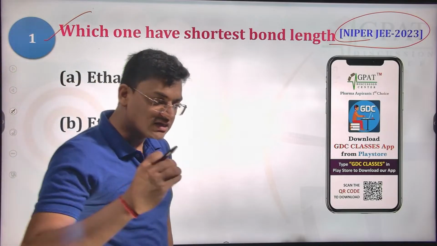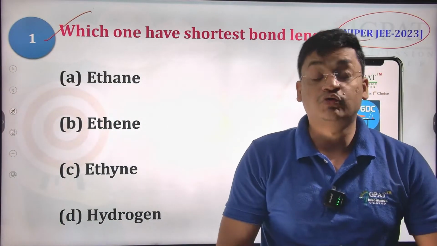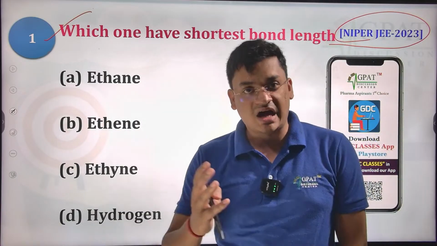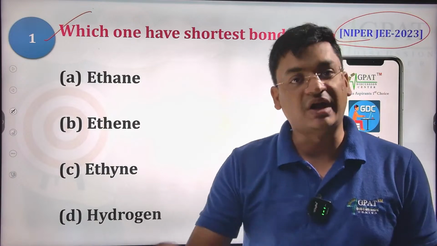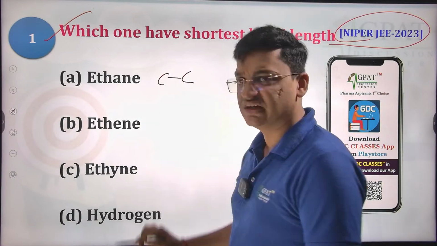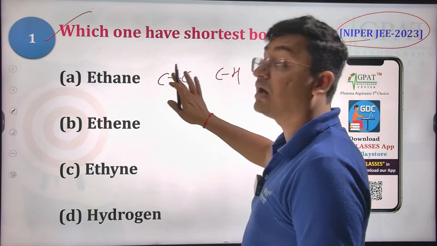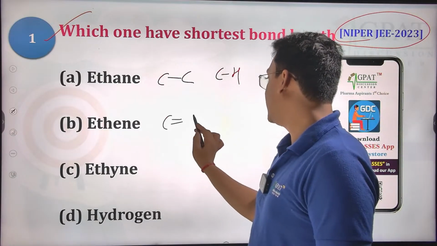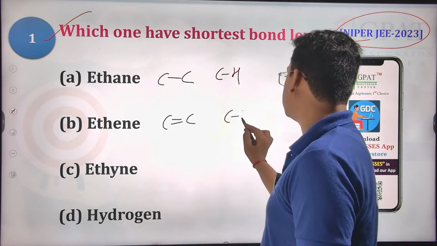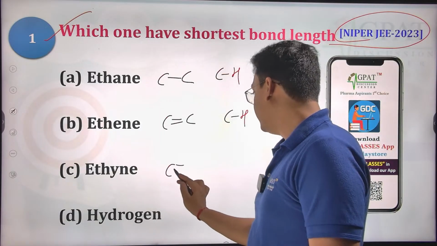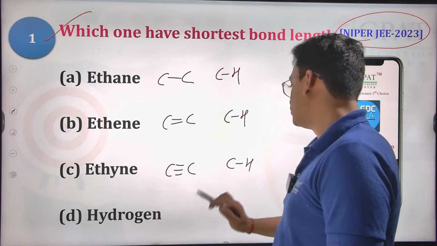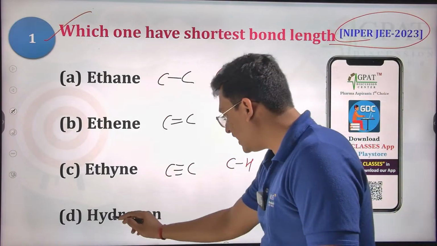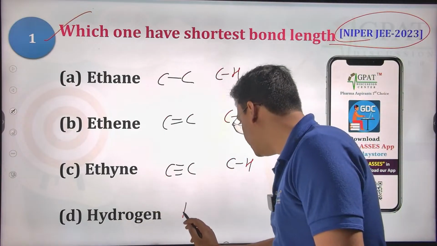There is no specific bond asked about, so we look at the options. In ethane, we have carbon-carbon single bonds and carbon-hydrogen bonds. In ethene, we have a carbon-carbon double bond and carbon-hydrogen single bonds. In ethyne, we have a carbon-carbon triple bond and carbon-hydrogen bonds. Correct? Next, we have hydrogen.